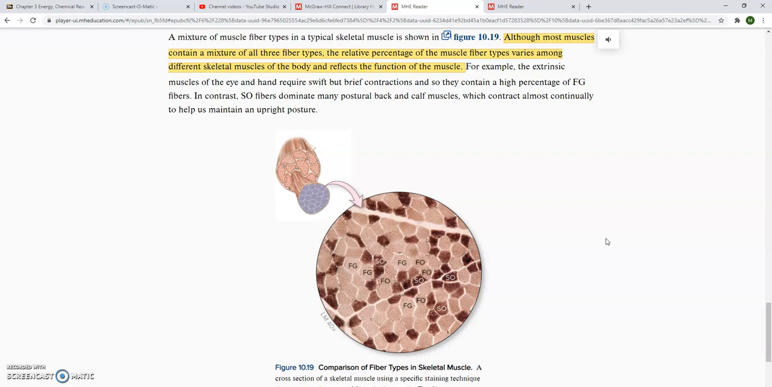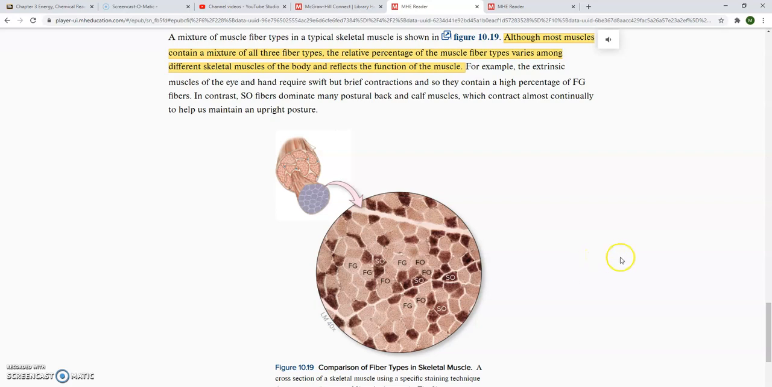They really just need to contract, not so much fast, but they can contract slowly, but they have to contract for longer periods of time, almost continually. So in those muscles, you're going to see a higher percentage or number of slow oxidative fibers. So all muscles have a mixture of all of them, but there's certain muscles in the body that will have a higher number of certain muscle fiber types based on what their role is in the body. All right, so that is how they're distributed.